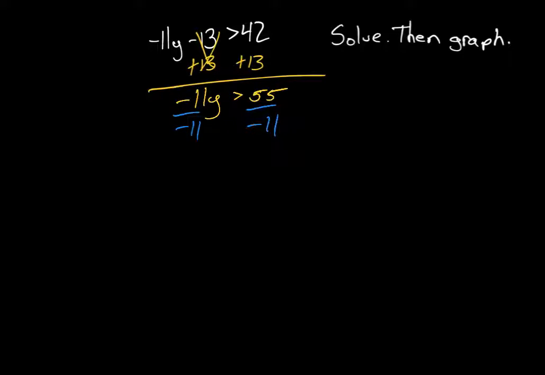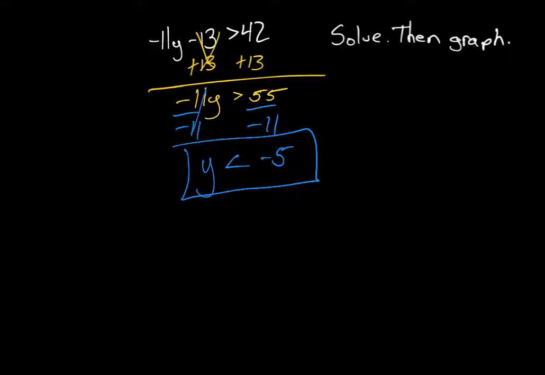Divide by negative 11. And hopefully something just tripped in your mind where you're like, hey, you just said divide by a negative number. And you're sure right, I did. And so when I do that, I must flip the sign. 55 divided by a negative 11 is negative 5. And so I have y is less than negative 5.